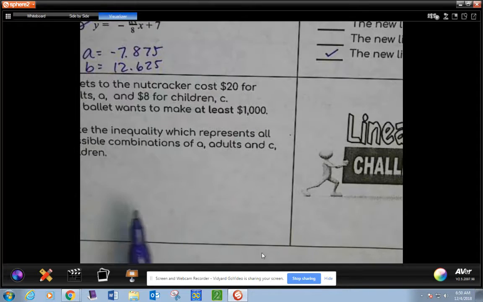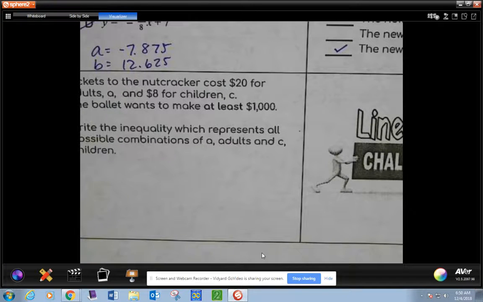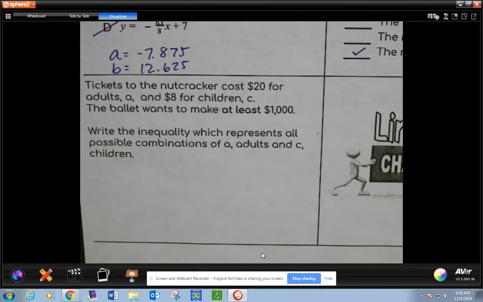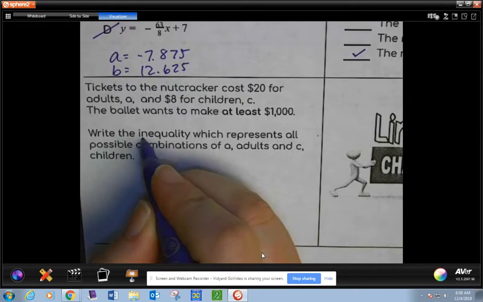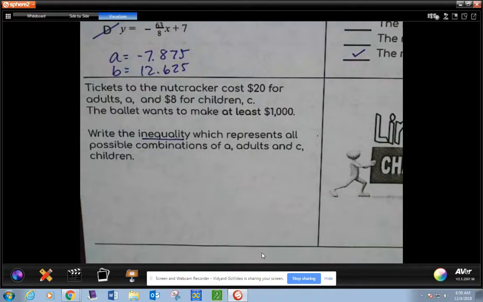Okay, for the next problem, tickets to the Nutcracker cost $20 for adults, A, and $8 for children, C. The ballet wants to make at least $1,000. It says write the inequality, which represents all possible combinations of A, adults, and C, children. So honors, y'all have done this, but regular, you have not yet.